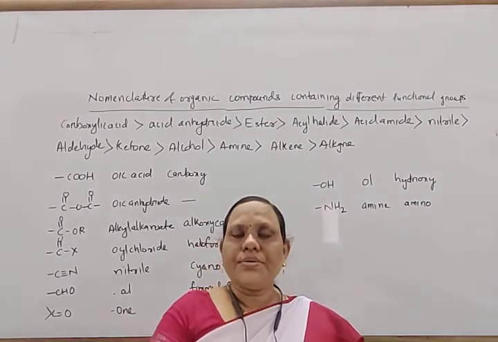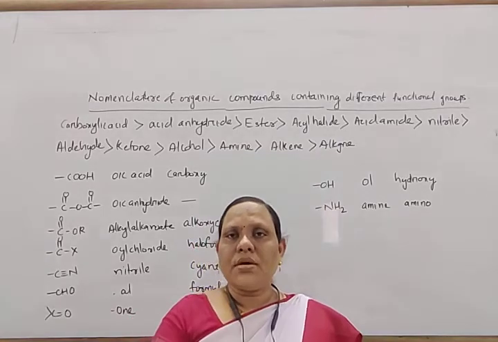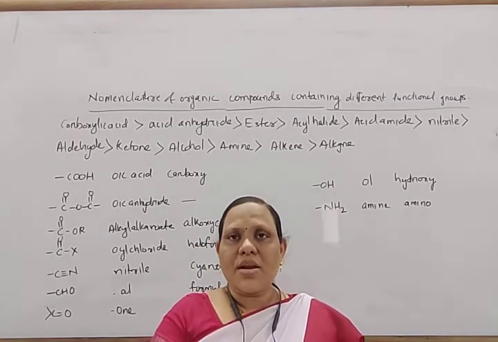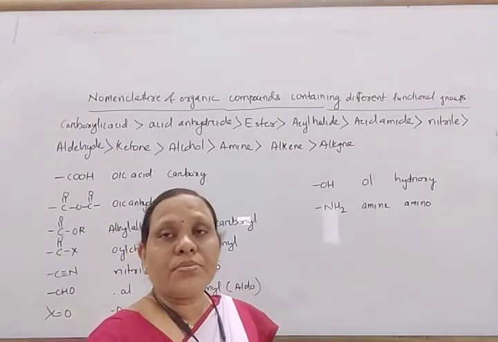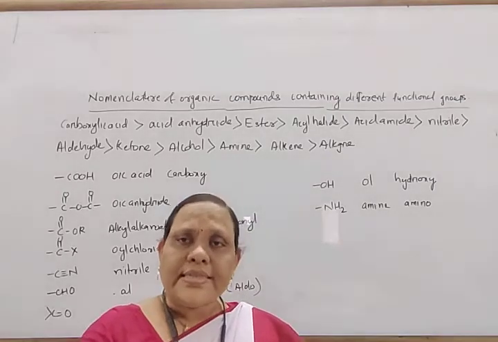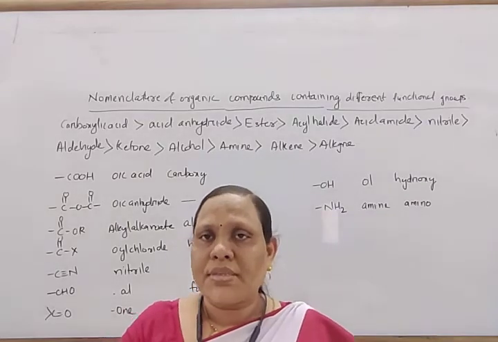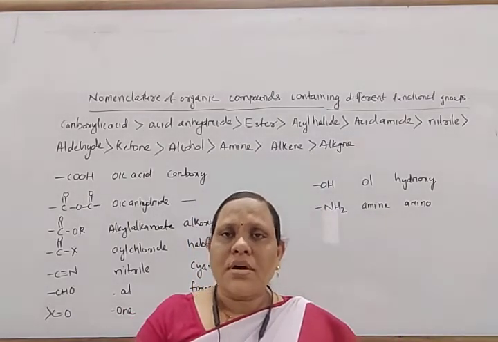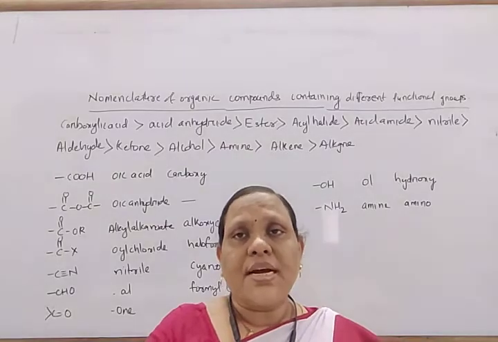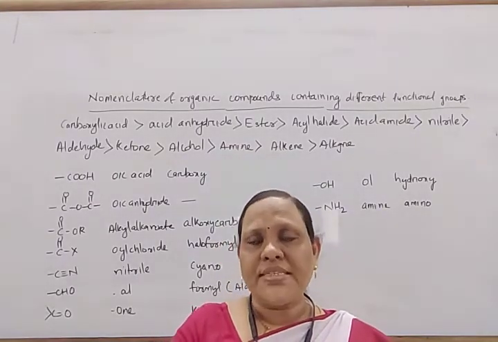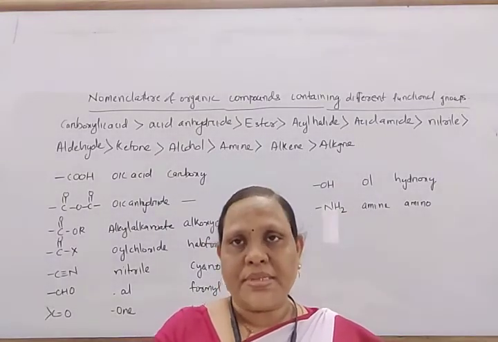So now, how to write the IUPAC name of a compound which contains more than one type of functional group, that is, different functional groups? If it contains different functional groups, then how to write the name? When we consider different functional groups, there is a priority order of functional groups. The functional group which comes at the first priority generally uses the suffix, and the others, which are of lower priority, are generally used as prefixes.